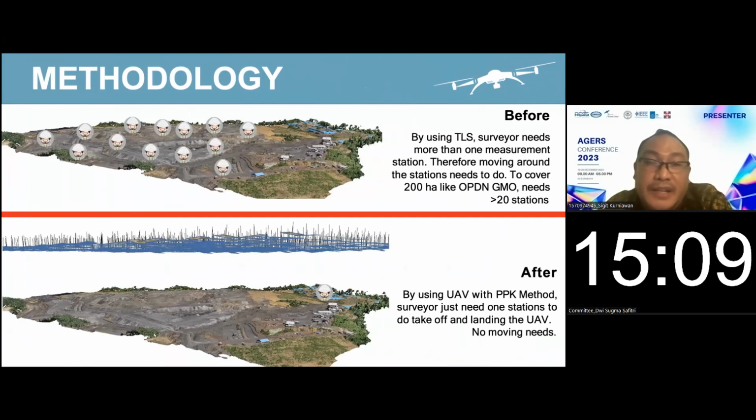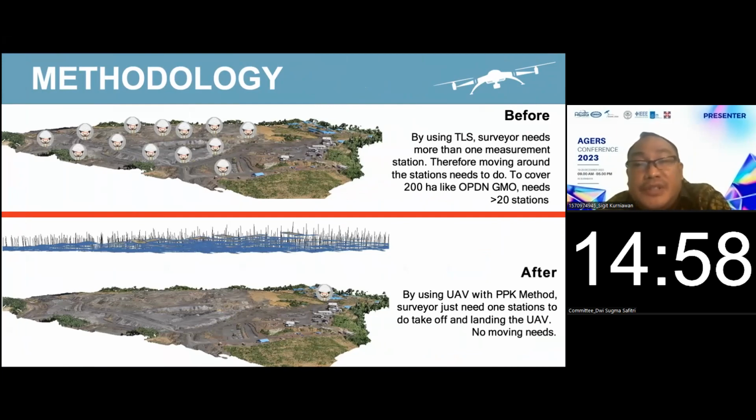For weekly situation updates, before we were using TLS, a terrestrial laser scanner. That means the surveyor needs more than one measurement station. Therefore, moving around the stations needs to be done. For example, to cover 200 hectares, we need more than 20 stations.